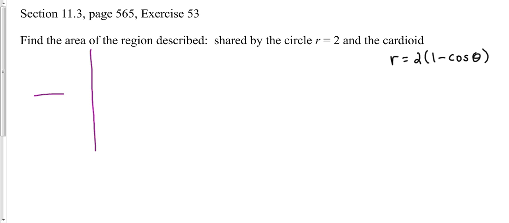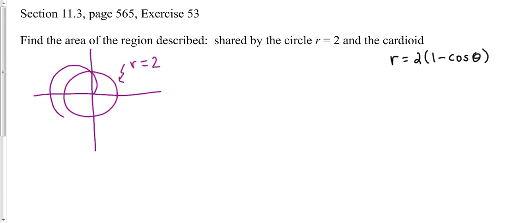So here are my axes, and I'm going to have a circle. This is going to be r equals 2. And then I'm going to have my cardioid, which kind of looks like this. And the region that I'm concerned with finding the area of is going to be all of this here.